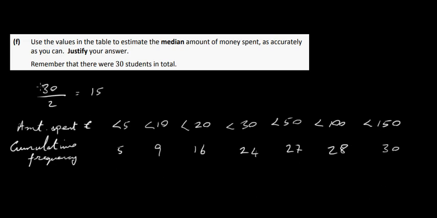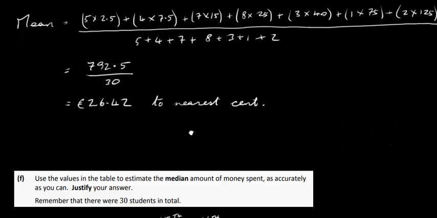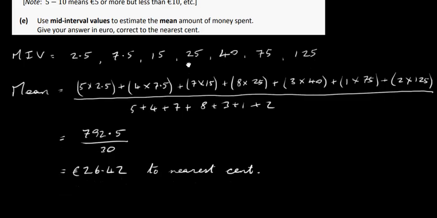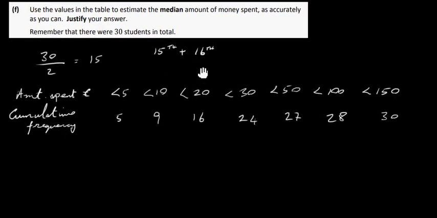Now if you have a look at what we did at the start here, we said we had 30 people. To find a median, divide by 2, that gives us 15. So we've got to take the 15th and the 16th number, add them and divide by 2. Now 5 numbers would be up to 5 euros, 9 numbers go up to 10, 16 numbers go up to 20. In other words, when we get to here, we have 16 numbers: these 5 students, another 4 students, that's 9 students in total, and then these 7 students. That's 16 students who have spent up to 20 euros, or less than 20 euros if you like. That's vital in this particular question, because we're looking for the 15th and the 16th student.